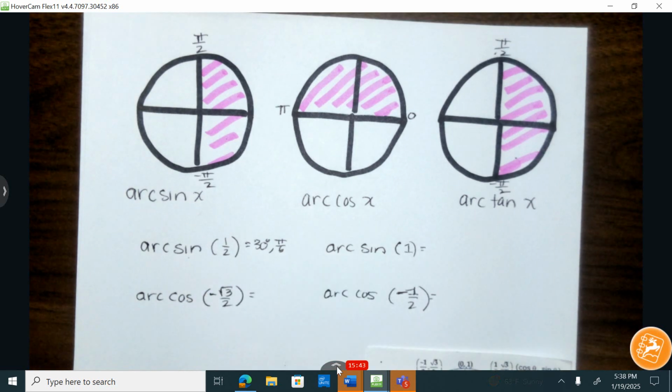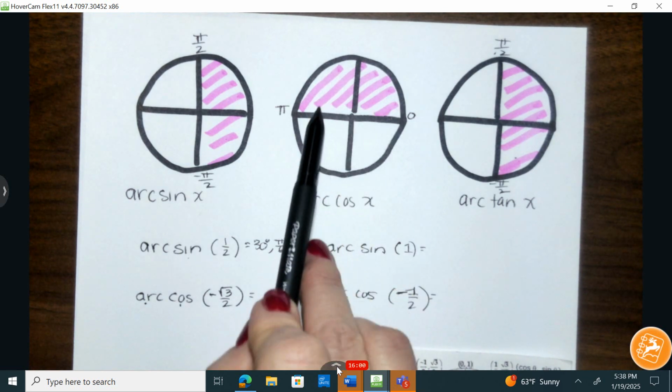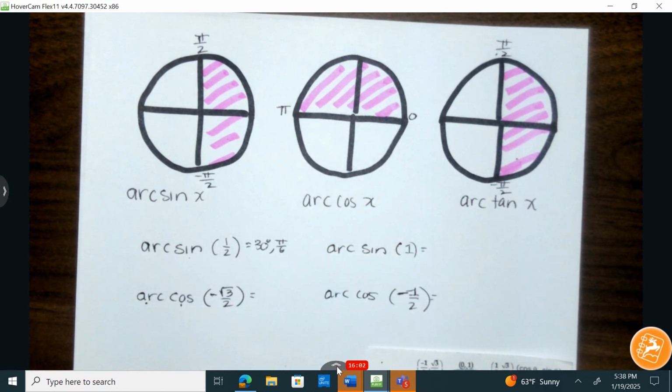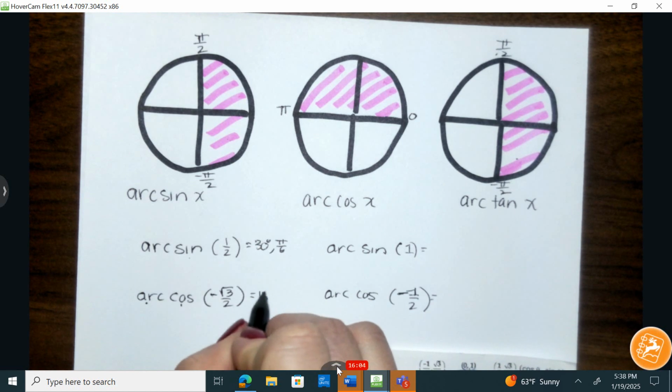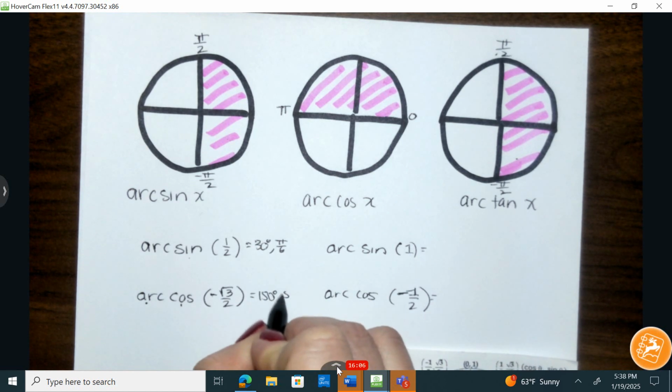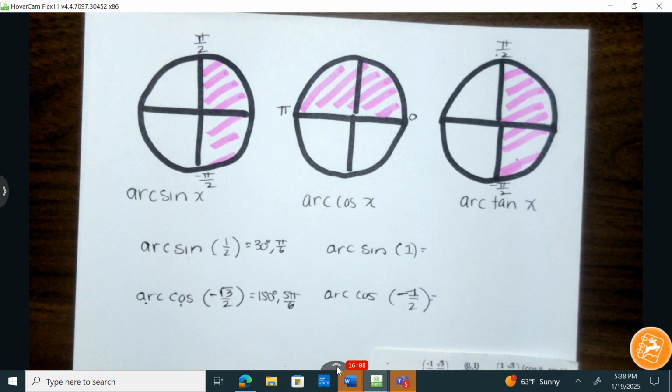And most often they're going to tell you to answer within radians or within degrees. Okay, arc cosine, where's the cosine equivalent to negative radical 3 over 2? Arc cosine, let's find negative radical 3 over 2. It occurs right here at 210 and also at 150. But arc cosine can only be in quadrants 1 and 2, making our answer 150 degrees, also known as 5 pi over 6.